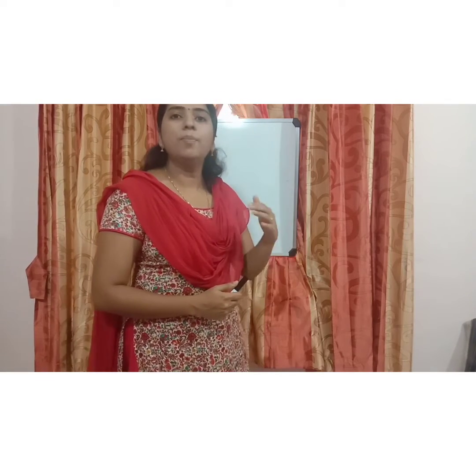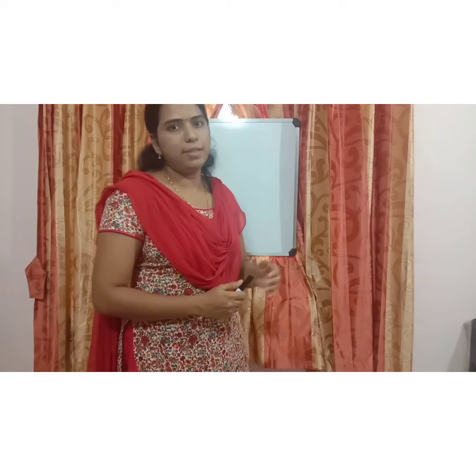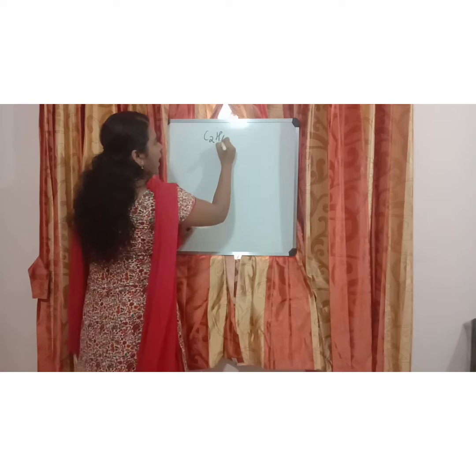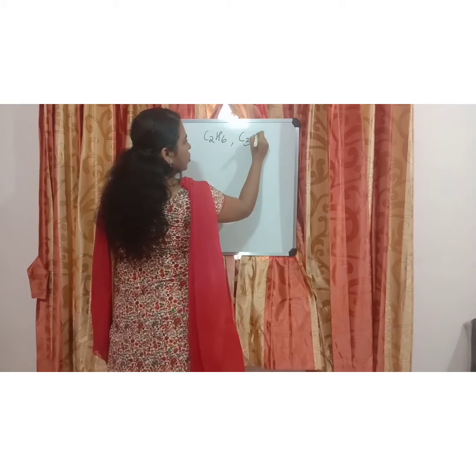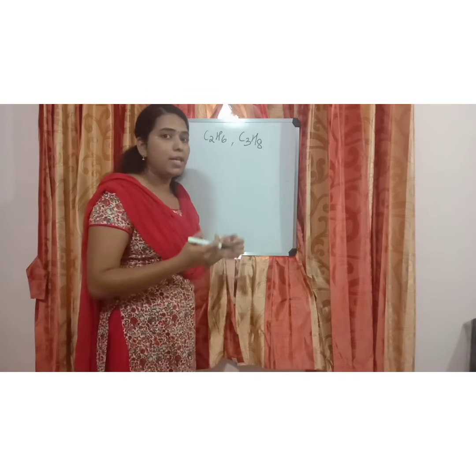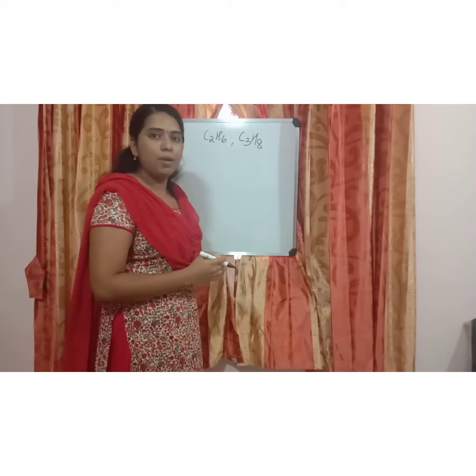Children, next let us calculate the difference in molecular masses between C2H6 and C3H8. We know that both these come under the alkane group. So let us calculate the molecular masses of C2H6 and C3H8. Okay, how will you calculate the molecular mass? We should know the atomic mass for calculating the molecular mass.